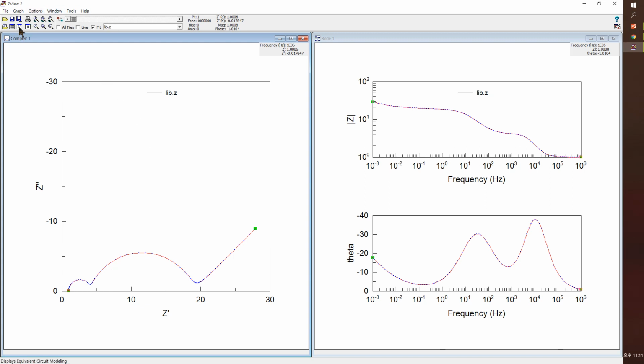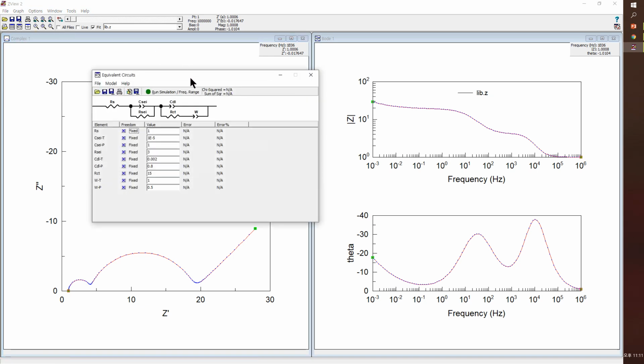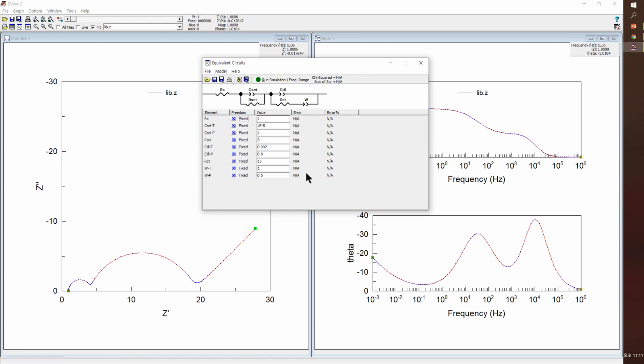Again, let's go back to the equivalent circuit model window. And then of course you have just made it, and here are the values. Actually this is the answer. I mean, solution resistance 1 ohm, the SEI resistance is about 3 ohm or something like that. But forget it. We don't have any information about that.